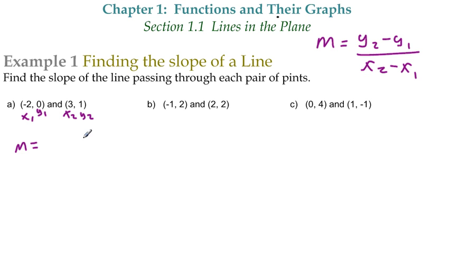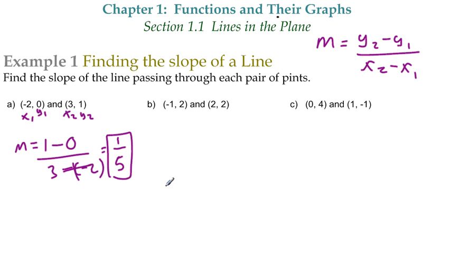m equals 1 minus 0 all over 3 minus negative 2. Again, y2 minus y1, and then right here, x2, so 3 minus x1, which is negative 2, so watch that double negative right there. Don't be tricked. And so this is 1 over 5, because our double negative is going to make a plus sign, and that would be the slope right there.